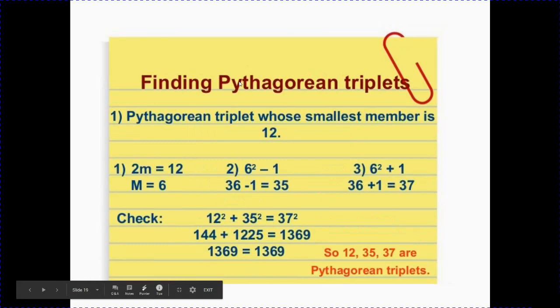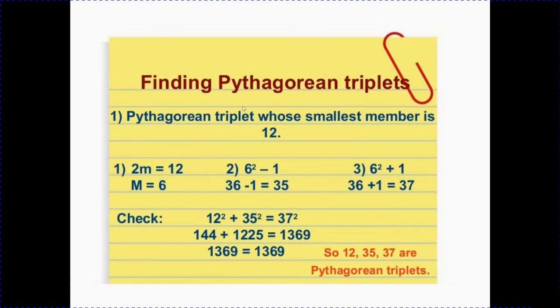Now let's see how we find the other members of a Pythagorean triplet whose smallest member is 12. So let's take it as 2m, which is equal to 12. We don't know what m is. We're going to divide 12 by 2, which is 6. Now when we find 6, we're going to take 6 to the power of 2 minus 1. We're going to find the perfect square: 36 minus 1, 35. We're going to add 6 to the power of 2 plus 1, which is 37.